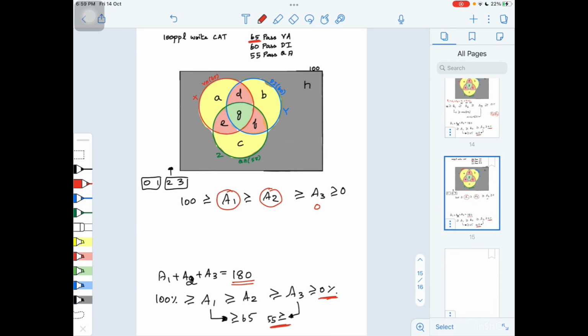So remaining how much is there? 180 is there. So can I give 100 to this and 80 to this? Not possible, because A1 has to be greater than or equal to A2. So what is the maximum that I can push towards A2? Whatever I give to A2, I have to give to A1 also. So let me equally split to A1 and A2. So 90. So 90 is the maximum value of A2 region. That is two overlapping and three overlapping region. What is the maximum value that both these regions together can take? Both these regions can together take 90 at the max, not more than that.